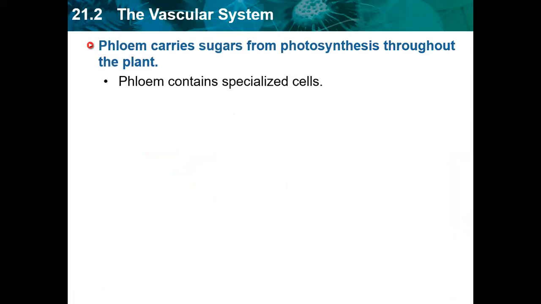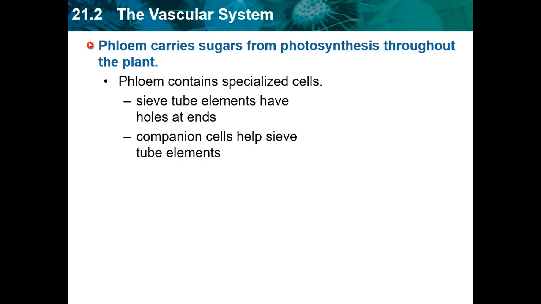Next one is the other type of vascular system that we call phloem, which carries the sugar from photosynthesis throughout the plant. All the sugar that needs to reach the plant is delivered by phloem tissue. That phloem also has specialized cells: sieve tube elements with holes, and next the phloem companion cells. Unlike xylem, phloem tissue is alive.